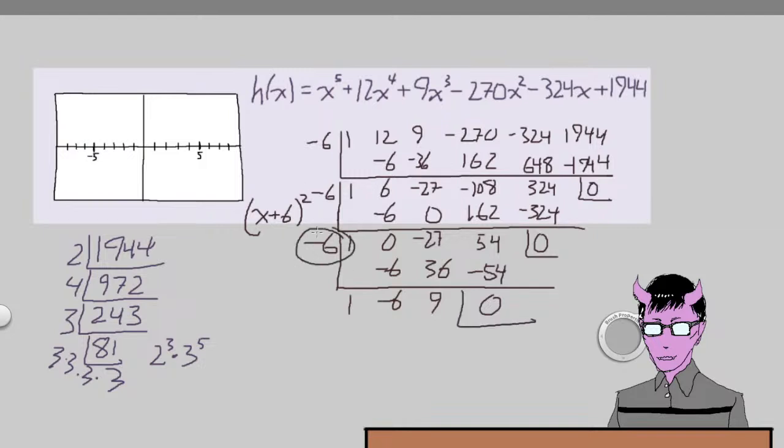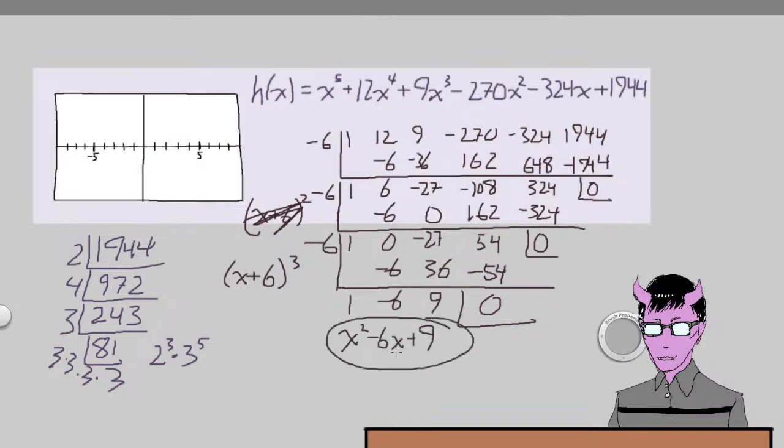So we have another x plus 6. So we don't have squared now. We now have cubed, (x plus 6) cubed. There you go. Okay. This looks like a factorizable quadratic at this point. So it is x squared minus 6x plus 9. If you think about that one, right? What's half of -6? It's -3. What's -3 squared? It's +9. So this is a perfect square.